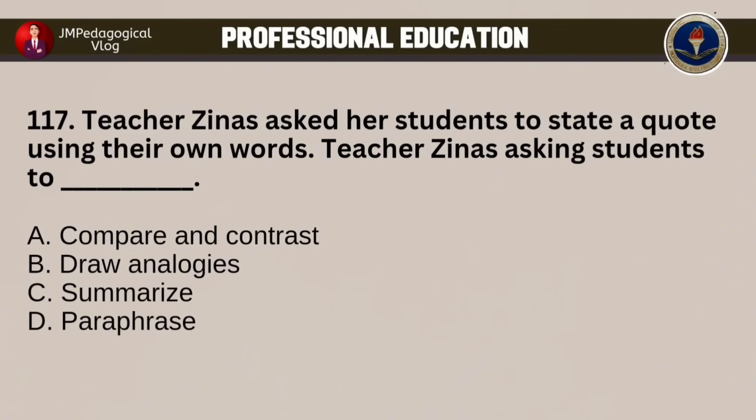117. Teacher Zena asked her students to state a quote using their own words. Teacher Zena is asking students to A. Compare and contrast. B. Draw analogies. C. Summarize. D. Paraphrase. D. Paraphrase.